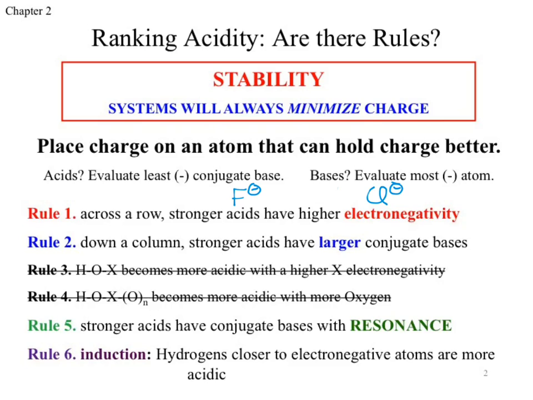For it to be F minus or Cl minus, what has to happen? It has to gain an electron. Does an electron change its size depending on what atom has it? No, electrons are always the same size. So here's an electron in fluorine, here's an electron in chlorine.